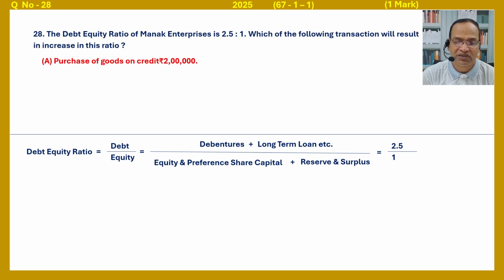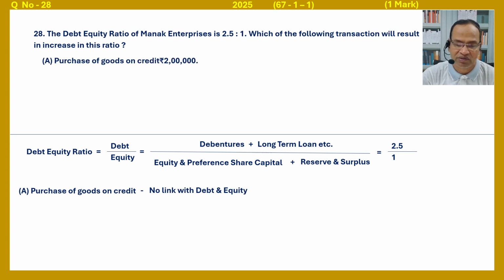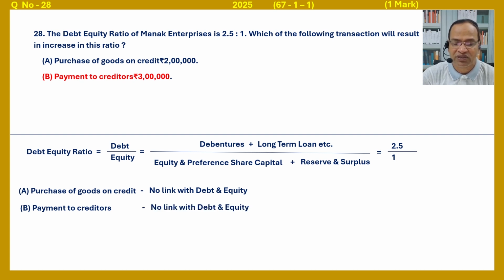Next, purchase of goods on credit. Purchase of goods on credit means creditor will increase. Here creditor is not available, and stock is also not available. So it is not impacting the ratio. No link with debt equity ratio. Payment to creditor rupees 3 lakh, that is also no link with debt equity ratio. Why? Creditor will decrease, bank will decrease. Bank comes under current asset, not available. Creditor comes under current liability, not available. So no link with debt equity.